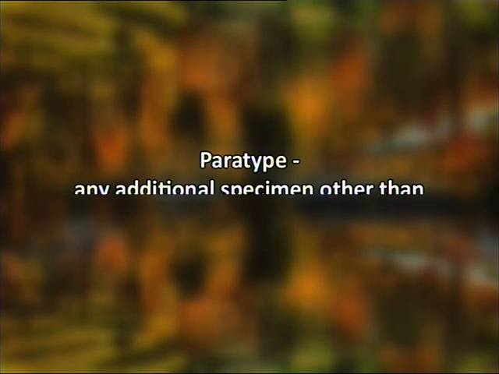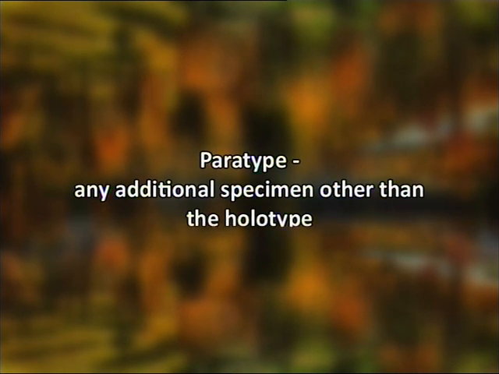Now we discuss paratype. Any additional specimen other than the holotype listed in the type series in the original description is called a paratype. Paratypes are not name-bearing types.